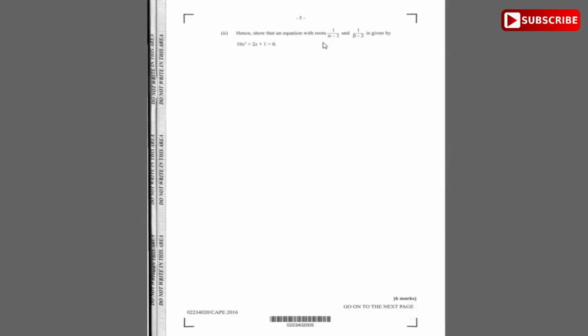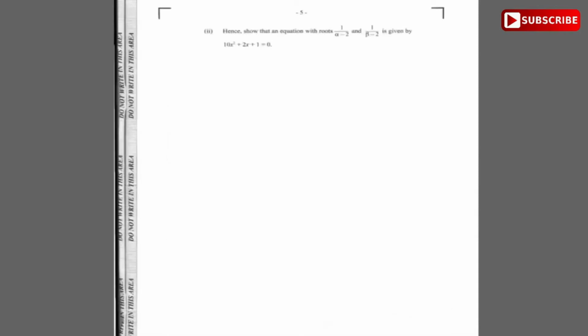The next part of the question says, hence, show that the equation with roots 1 over alpha minus 2 and 1 over beta minus 2 is given by this. Now, one thing we do know is that the equation of a quadratic is given by x squared minus the sum of the roots times x plus the product of the roots, and that is equal to 0. That's how we find the equation of a quadratic. Now we need to find S. S is going to be equal to 1 over alpha minus 2 plus 1 over beta minus 2. That's how we find the sum.